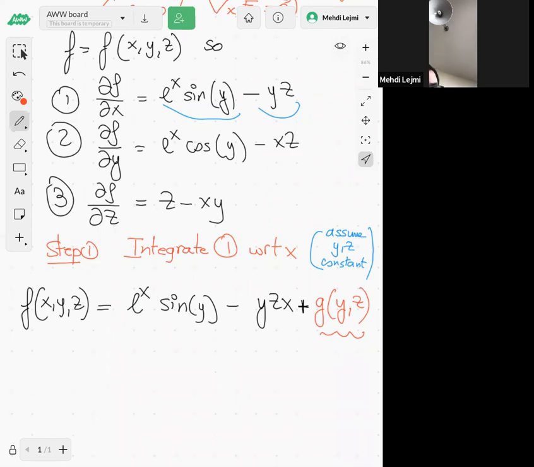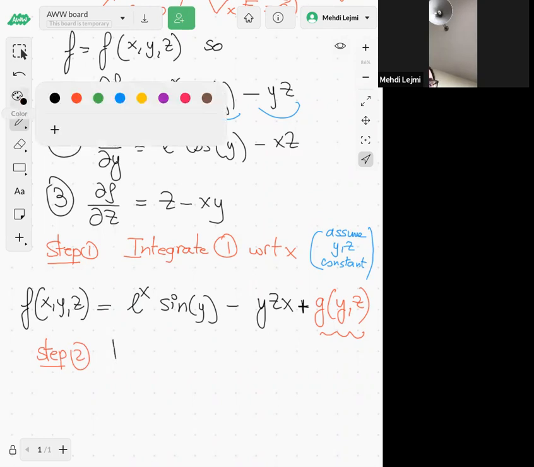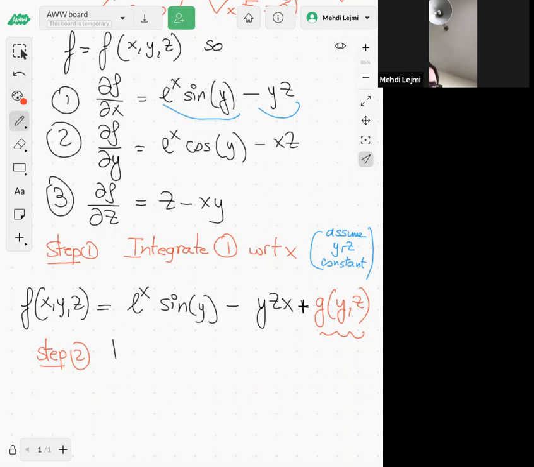Now, in step number 2, we're going to derive this function with respect to y, and we're going to compare it to the second equation. Of course, when you derive with respect to y, x and z are assumed to be constant, and we have to compare it to equation 2, which is supposed to be the derivative of f with respect to y.